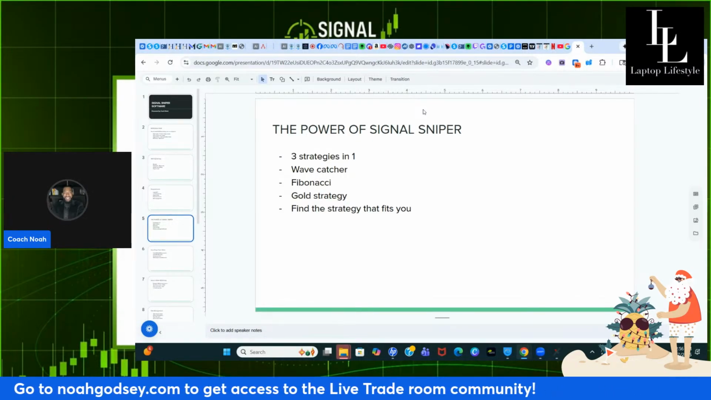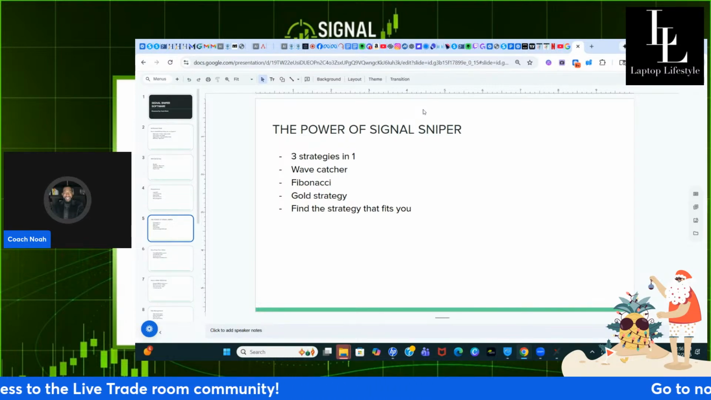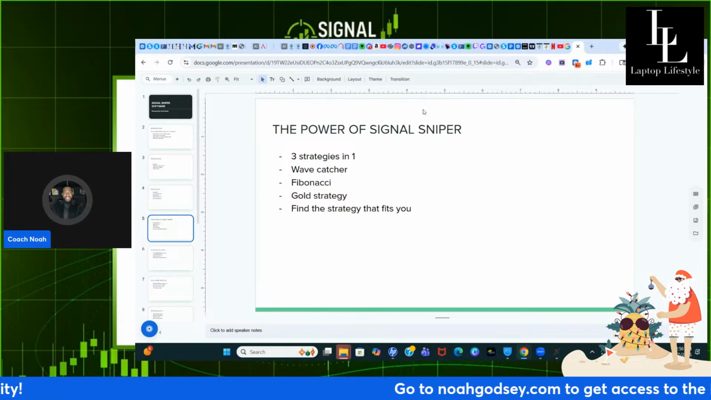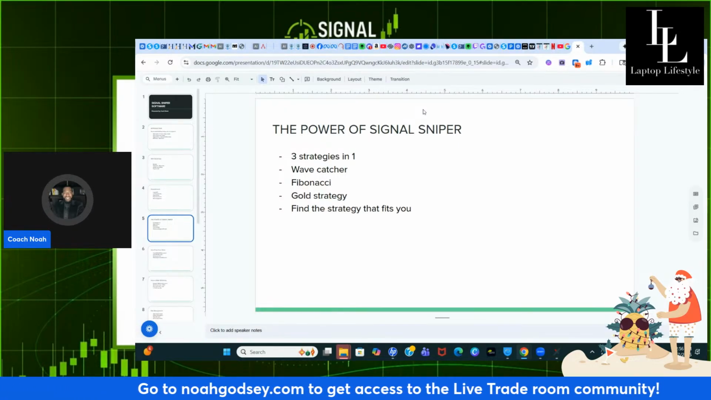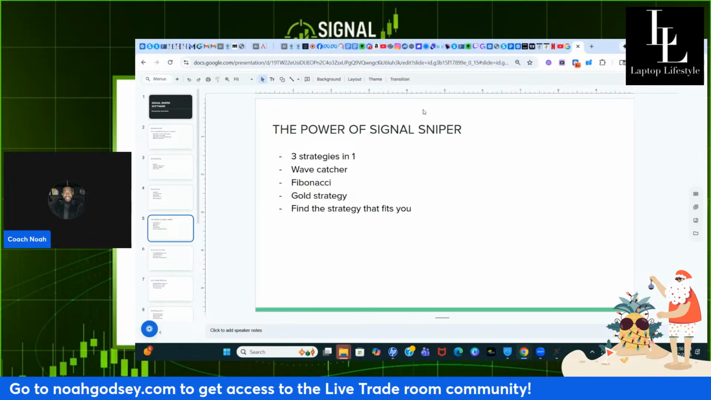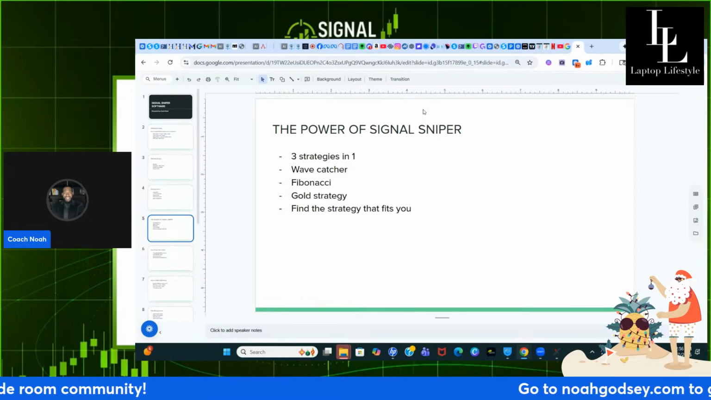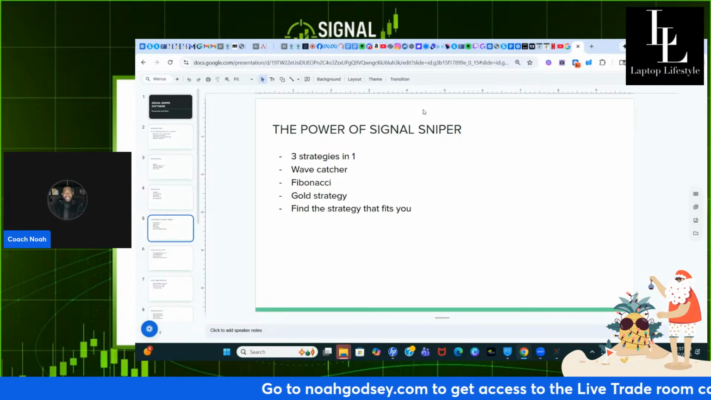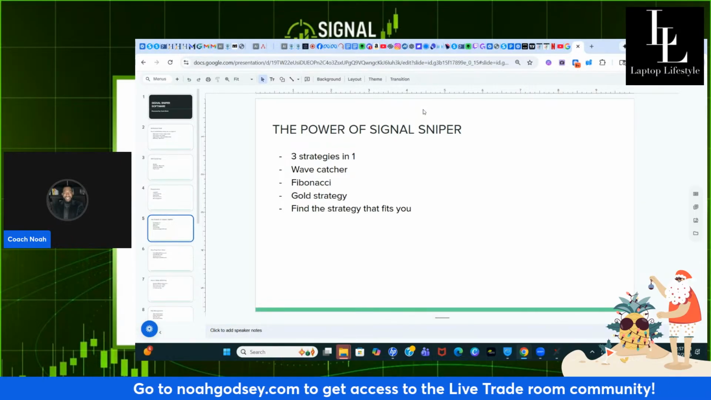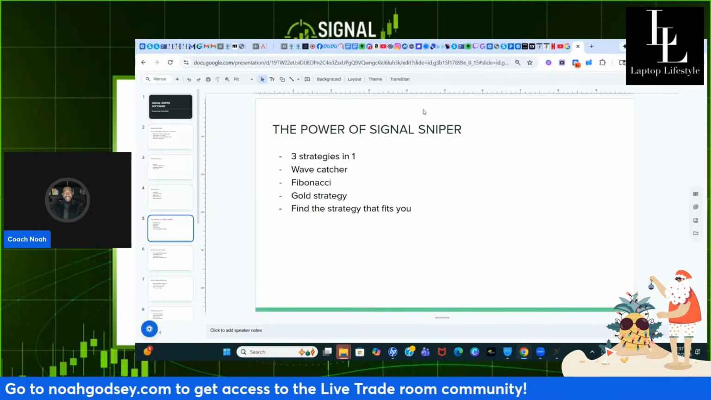That's what you're going to get with the power of the Signal Sniper. You're going to get a tool that gives you an edge in the market and allows you to get precise entries. You're going to get the 3 strategies and access to the live trade room from these 3 coaches. It's going to empower you and allow you to start printing money from the market. It's going to be your token, your little secret jewel.